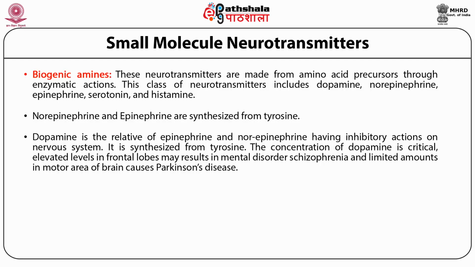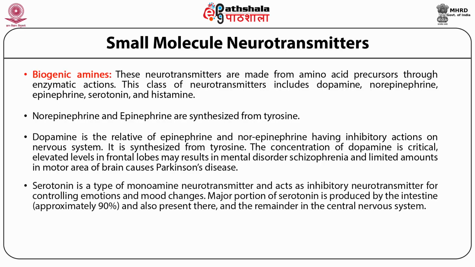The concentration of dopamine is critical. Elevated levels in the frontal lobes may result in mental disorders like schizophrenia, and limited amounts in the motor area of the brain cause Parkinson's disease. The next biogenic amine is serotonin. It's a type of monoamine neurotransmitter and acts as an inhibitory neurotransmitter for controlling emotion and mood changes. A major proportion of serotonin, approximately 90%, is produced by the intestine and is also present there, and the remainder is in the central nervous system.